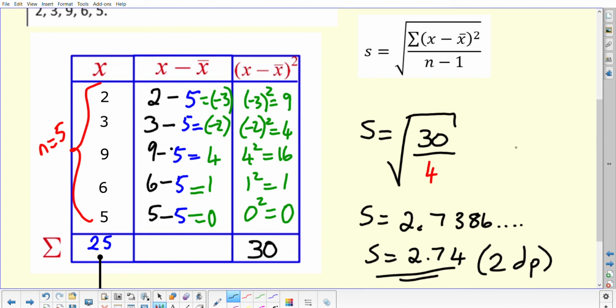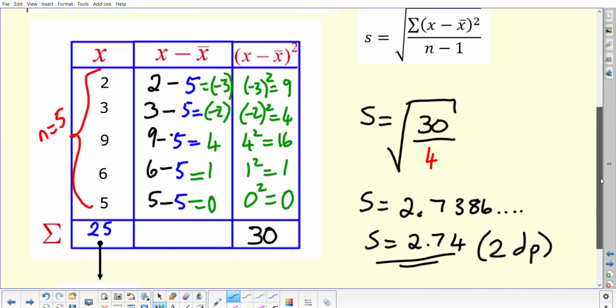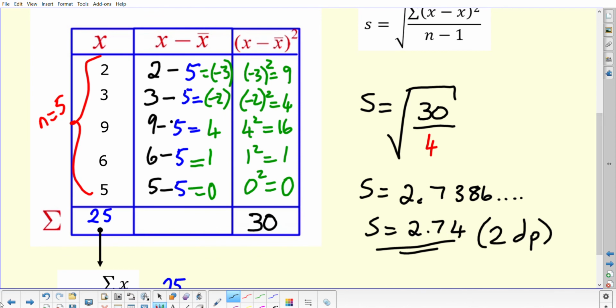So make sure you understand how the table works. If you can construct that table, these are usually worth 4 marks. In order to do that, you get 1 mark for working out your mean. You get another mark for all this work going on in the table. That's the second mark, really for your table up to here. The third mark is for substituting into standard deviation, and the fourth mark is for the correct value.